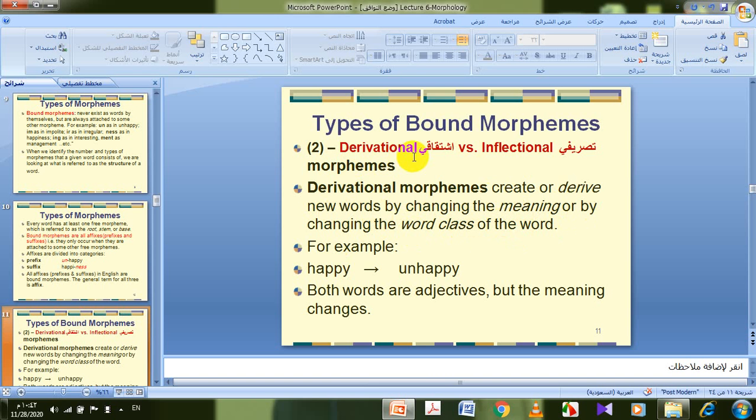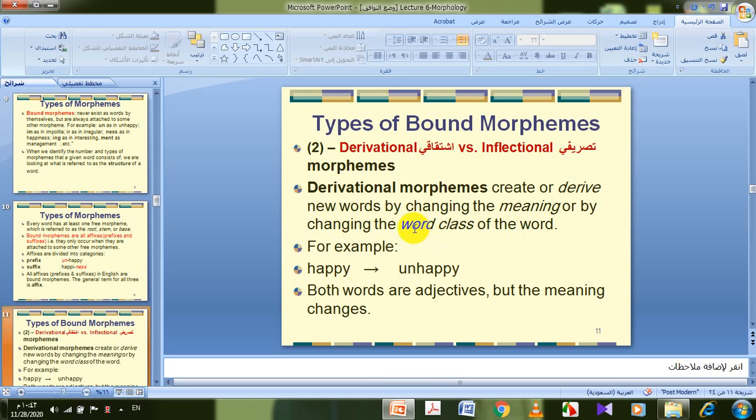In derivational morphemes, again, derivational morphemes change the meaning. That's number one. Number two, they change the word class or the word category, the part of speech of the word. Like happy, adjective, happily, adverb. So the word changes from one class into another class, from adjective into adverb.